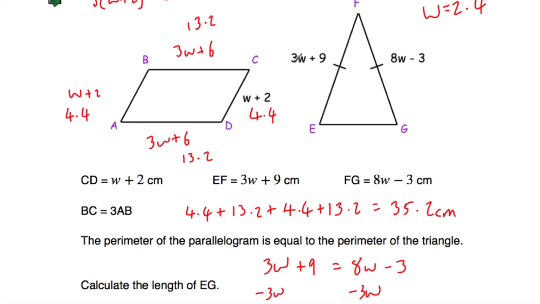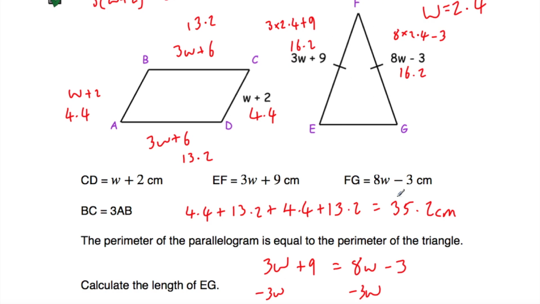So here we're going to do 3 times 2.4 plus 9. On our calculator, 3 times 2.4 plus 9 is equal to 16.2 centimeters for the left-hand side. And here, this should be 16.2 as well, but I'm just going to check it. 8 times 2.4 subtract 3 is equal to 16.2 as well. So that's fantastic. We now know the length of the left-hand side and the right-hand side.